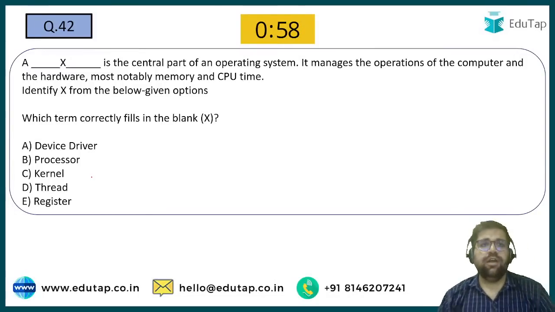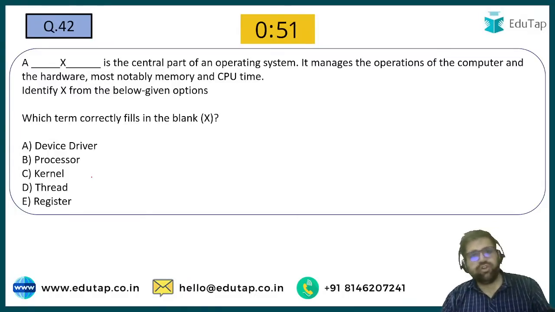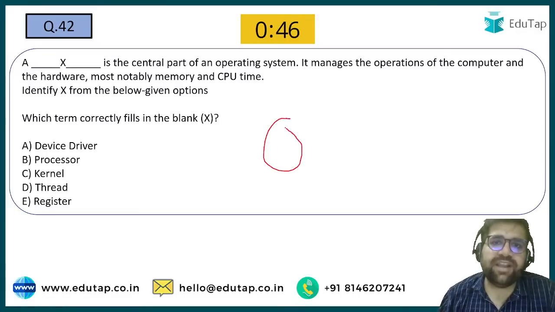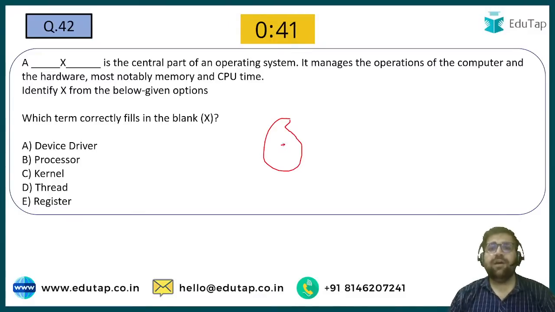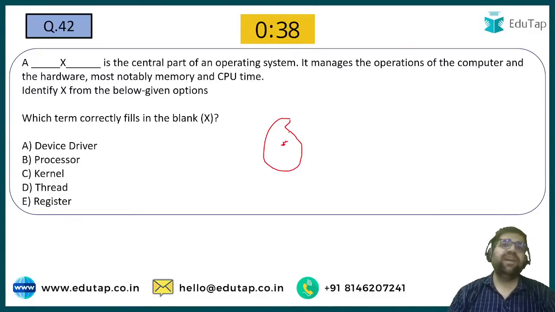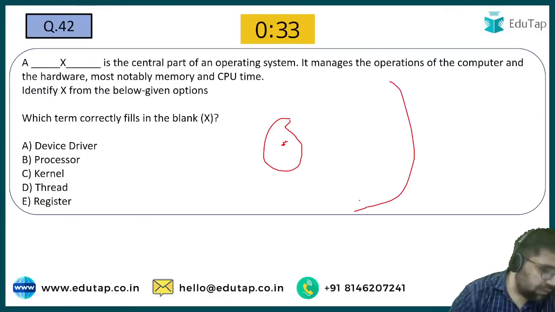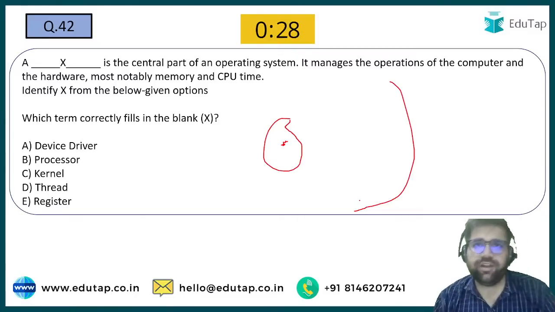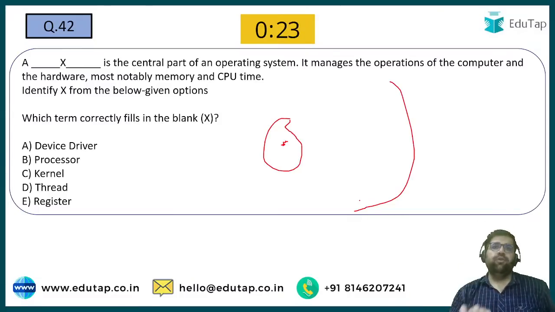Question number 42. Dash is the central part of operating system. It manages the operation of the computer and the hardware, most notably the memory and CPU time. Now, if you see, there are 7 layers of operating system. You cannot remember all the layers, I know, but you have to remember the core of this particular operating system and just remember the outer layer. Yes, this year also MS shortcut keys will come, which we will discuss later in the video. Do not worry. I will give you one chart which will help you to remember all the keys.